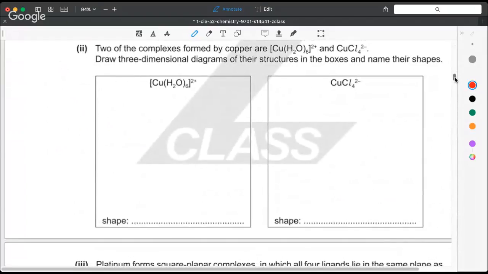Okay, so then you've got to draw the shapes of these two complexes. You can see the first one has got 6 water ligands. The second one has got 4 chloride ligands. Pretty easy stuff again. So you've just got to draw the central metal ion, and then it's surrounded by 4 ligands. And the only trick with these is to make sure that the oxygen, which is donating the lone pair of electrons that's forming the coordinate bond or the dative bond, is the one that you draw the line to. If you drew the line to the H2, that would be wrong.